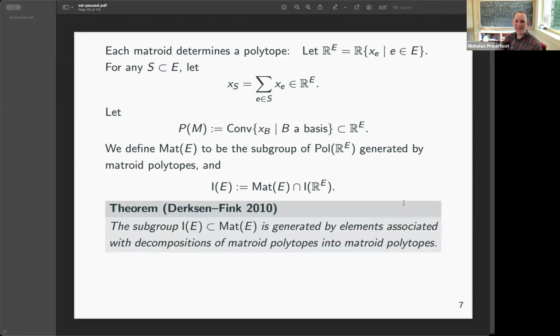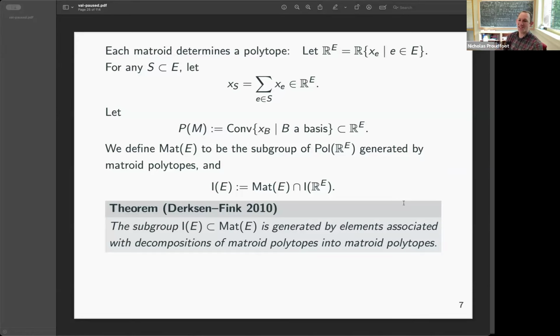This theorem sounds almost tautological, but if you think about it for a second, it's not. It says that IE is generated by elements associated with decompositions of matroid polytopes into matroid polytopes. IE has to do with taking polytopes and breaking them up into smaller pieces. And you can imagine that I could take a matroid polytope and break it up into smaller polytopes, which are not matroid polytopes, and then reassemble them into some different matroid polytope and get some interesting relation between matroid polytopes that don't come from just looking at matroid polytopes.